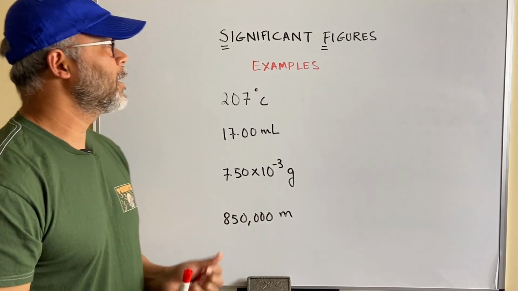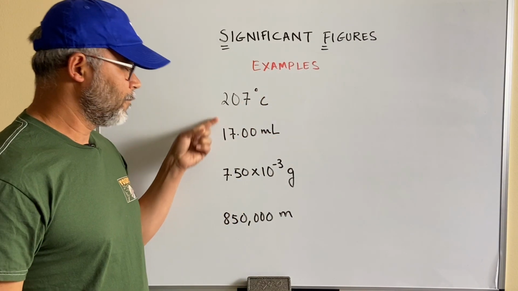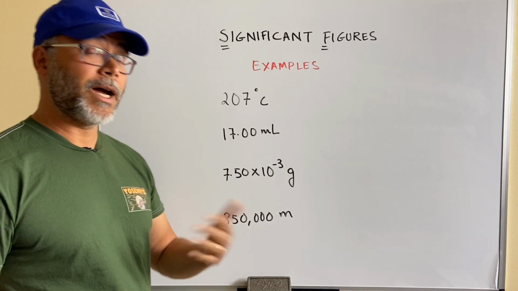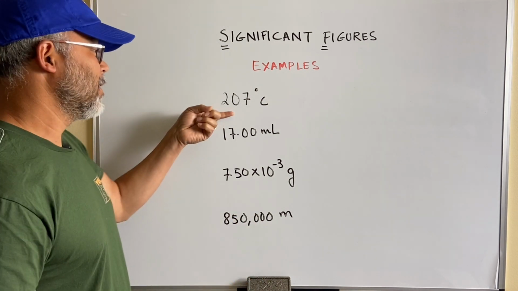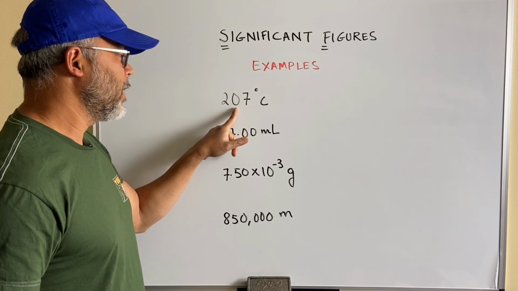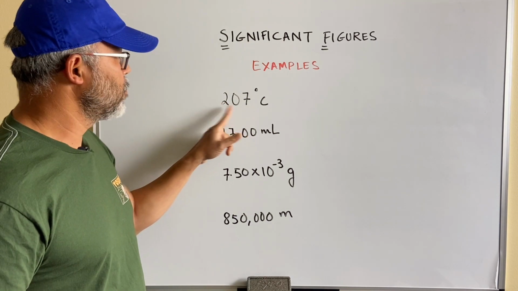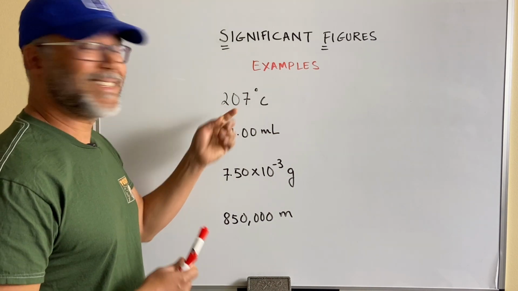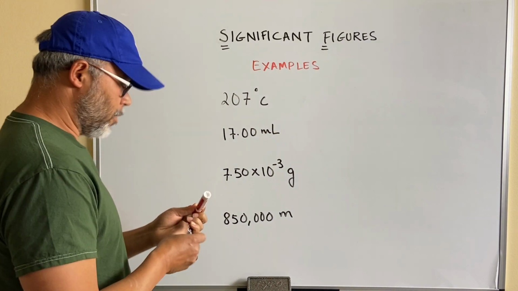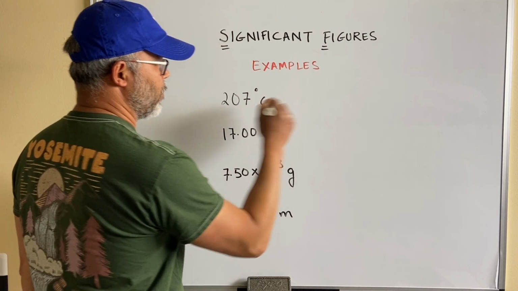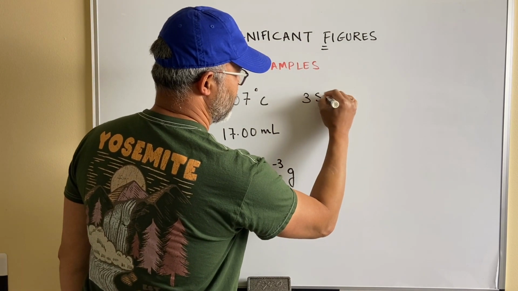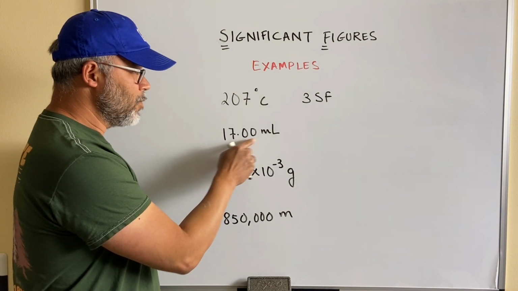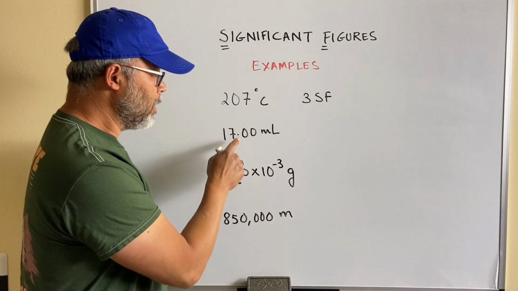So in this video, let's take a look at some examples of different numbers and how many significant figures they have. And we're going to apply the rules that we learned, okay? So in the first example, we actually have a zero that's sitting in between two non-zero digits. Therefore, this zero is actually significant. Therefore, this is going to have 1, 2, 3 significant figures.